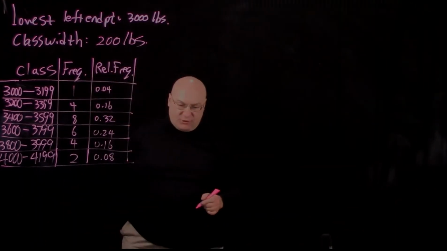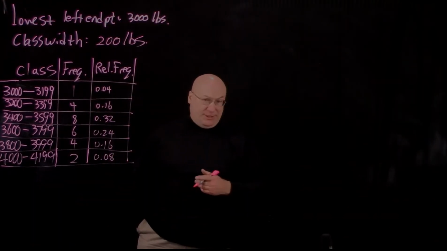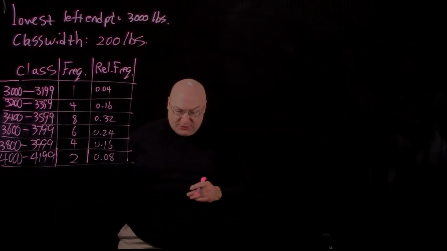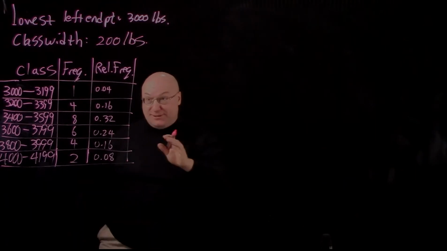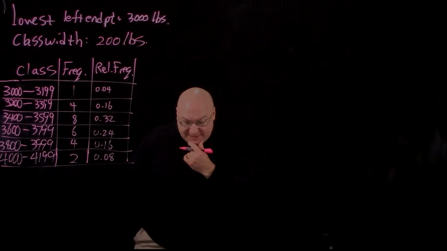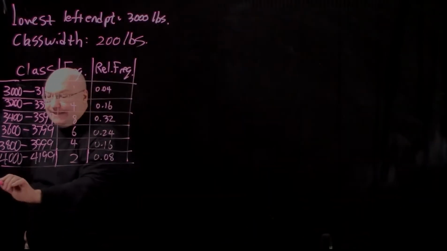All of these data sets have 25 numbers in them. That's just because I like the number 25. It's not too big and it's not too small. So that's why a lot of the data sets that I come up with have 25 points in them. Let's see. Let's get the class midpoints.